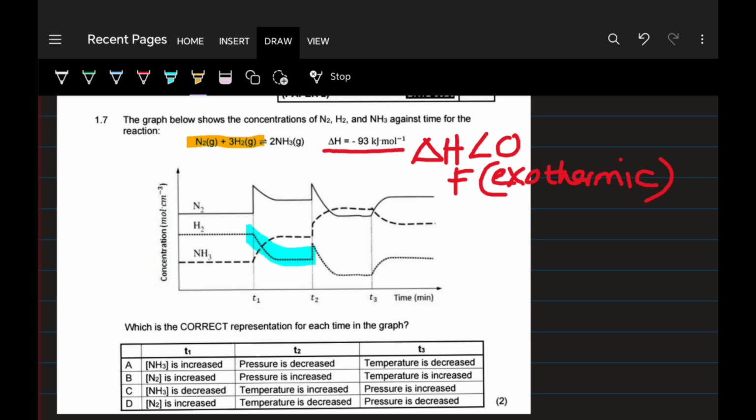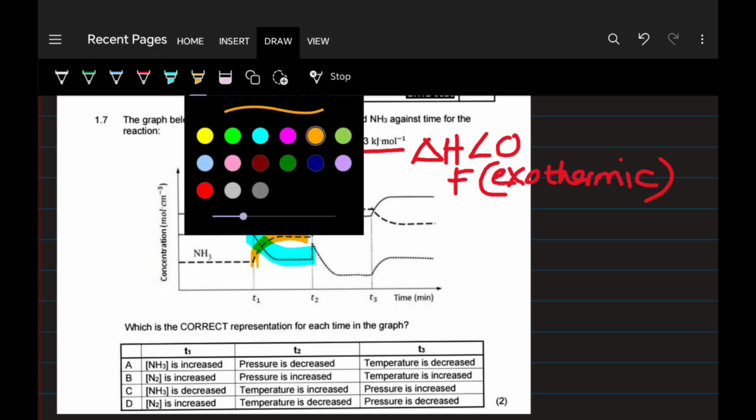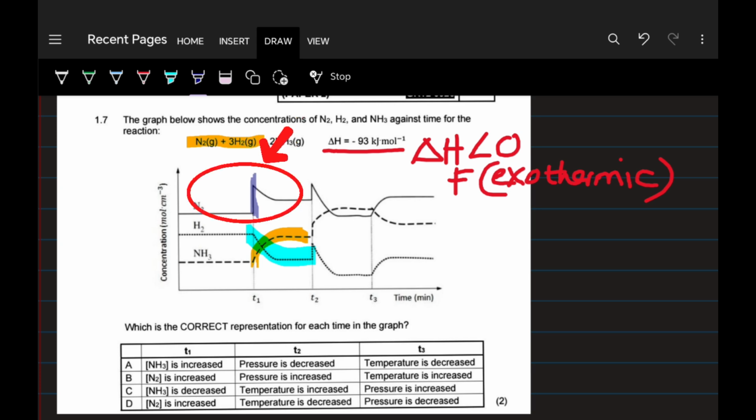And how about the concentration of ammonia? It gently increases. But there is a sharp increase in the concentration of nitrogen. Look at the concentration of nitrogen. It sharply increases. So whenever you have a sharp increase and other graphs are gentle, just know that this is concentration. That's how you see the effect of concentration.